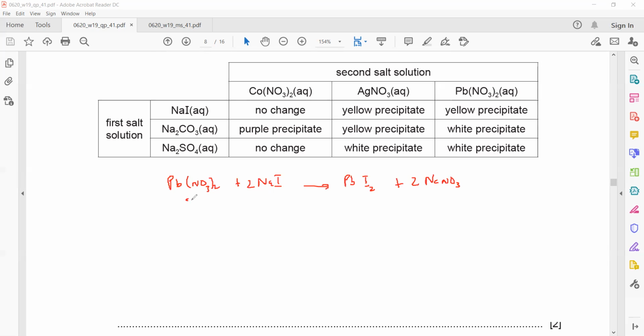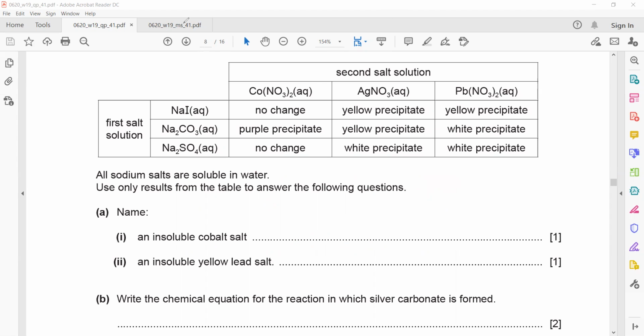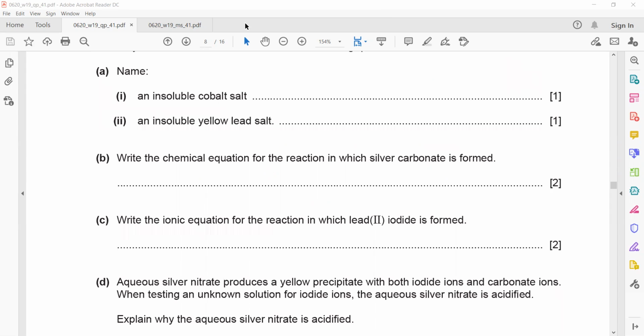Now this is aqueous, solid, aqueous. So cancel out the common ions in aqueous. So the nitrate ion can cancel with nitrate. Sodium will cancel with sodium. So you are left with the lead ion, which is +2, and 2 iodide ions. This will result in the formation of lead iodide. Is it clear? The ionic equation for formation of lead iodide.